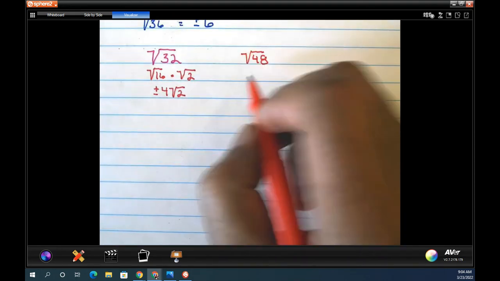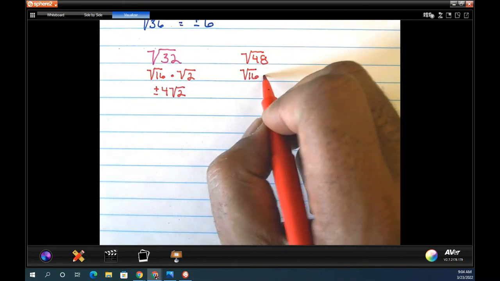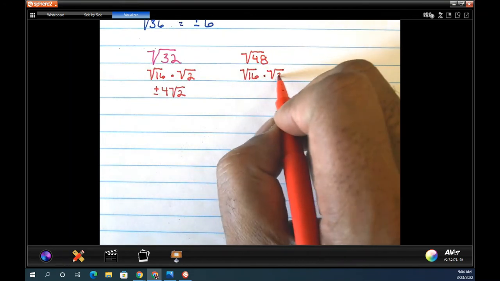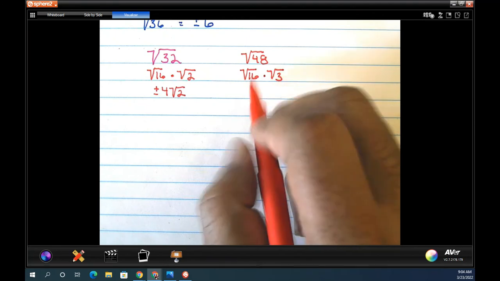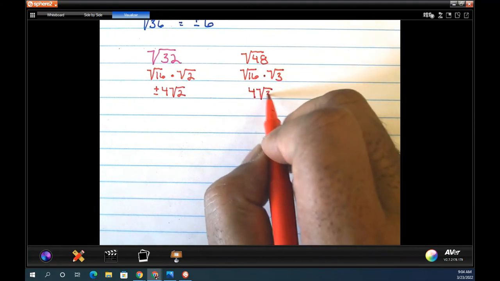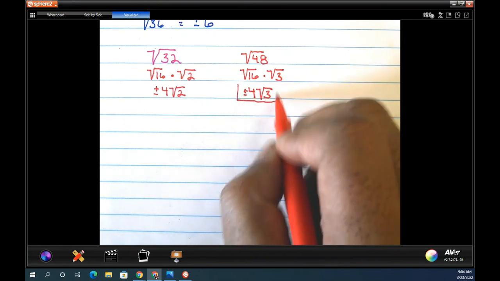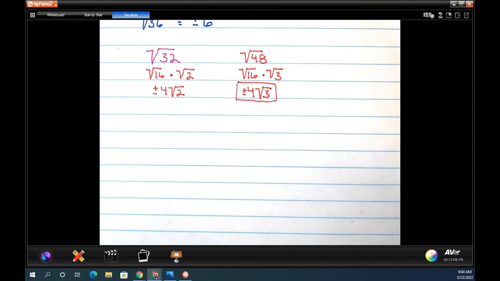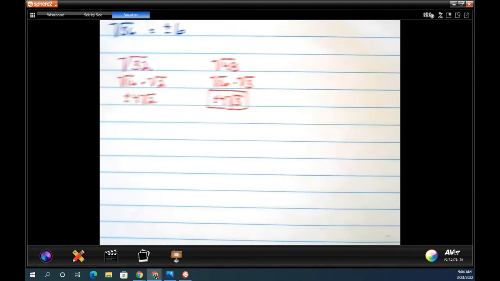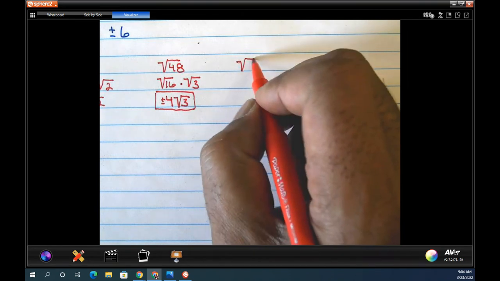So this breaks down into the square root of 16 times the square root of 3. So that would be 4 times the square root of 3, right there, plus or minus 4. There's your answer, right there. Play with this one for a minute. 24, square root of 24.